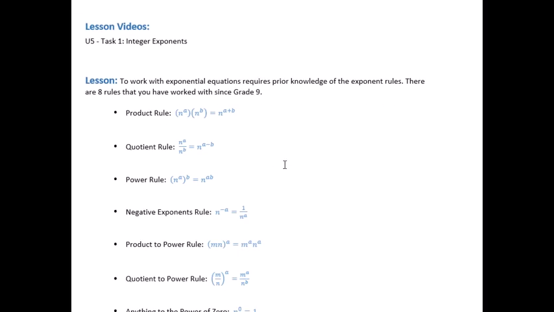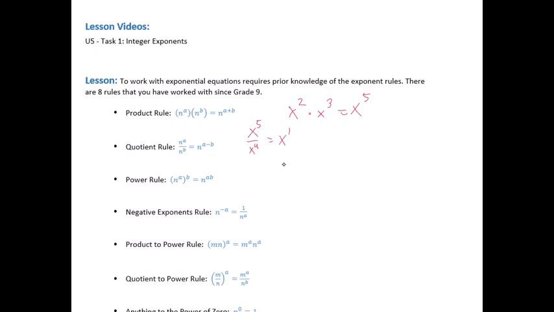First is the product rule, where you have two powers with the same base. For instance, if you multiply x to the power of 2 times x to the power of 3, these exponents add, which gives us x to the power of 5. The quotient rule is when you divide two exponents with the same base. For instance, x to the power of 5 divided by x to the power of 4, these exponents subtract, so we get x to the power of 1, which is just x.